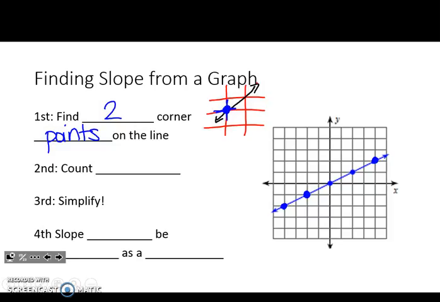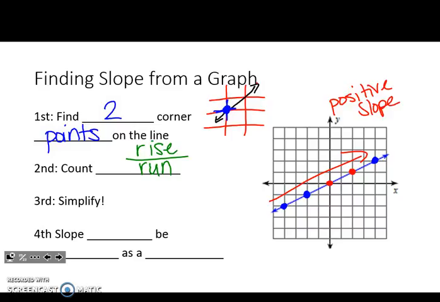All right, so then once we have found 2 corner points, all we are going to use is that rise over run and we're going to count, okay? And I like to use the example of walking to Grandma's house. So I'm going to use these dots that were already there. So I'm going to use these 2 dots to count my rise over my run. First of all, the first thing I notice is that this line is going up. So that means it's going to be a positive slope. So that means my answer when I'm done will be a positive number.